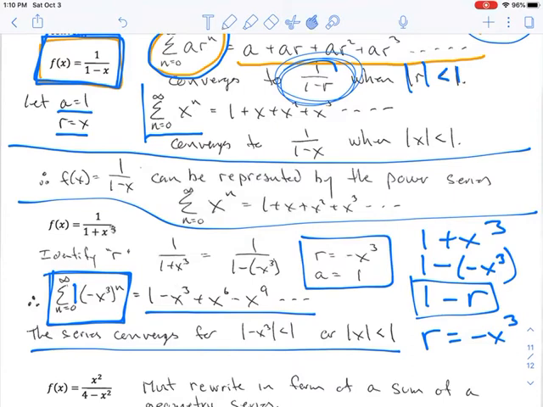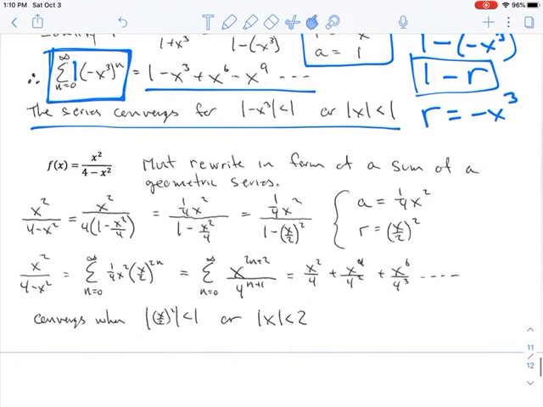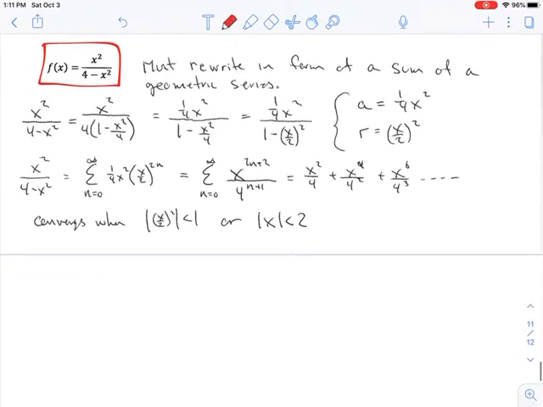And finally, one more. So we have this. So the challenge here is to make that look like the form, the sum of the infinite series is a over 1 minus r. So it's the denominator that doesn't look like it. We need to take 4 minus x squared and make it look like 1 minus r. And so I do that here.